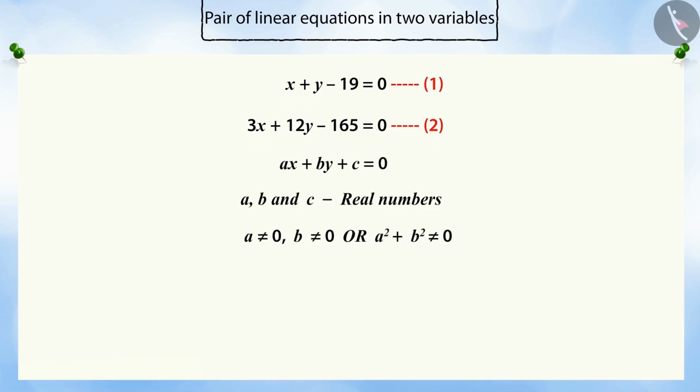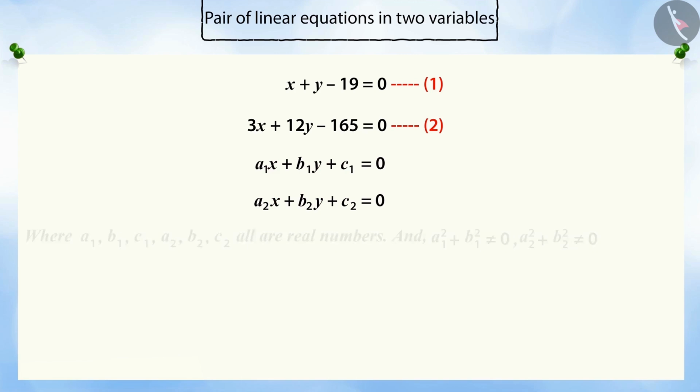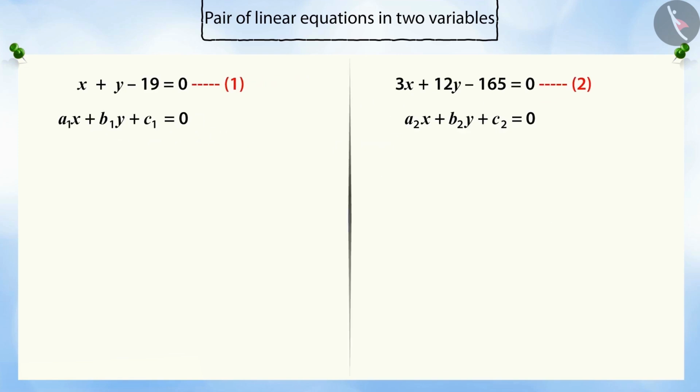We know that in two variables x and y, a into x plus b into y plus c is equal to 0. Hence, the pair of linear equations in the two variables x and y can be represented in a comprehensive way. So, if we look at these two equations, a1 is equal to 1, b1 is 1 and c1 is minus 19, and a2 is equal to 3, b2 is 12 and c2 is minus 165.